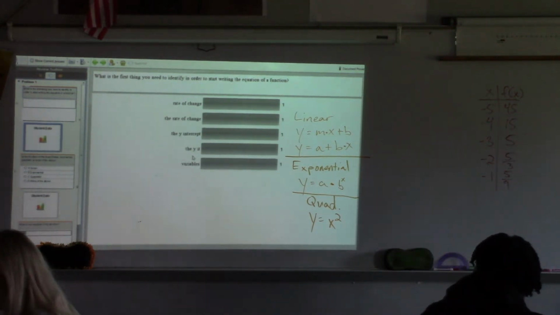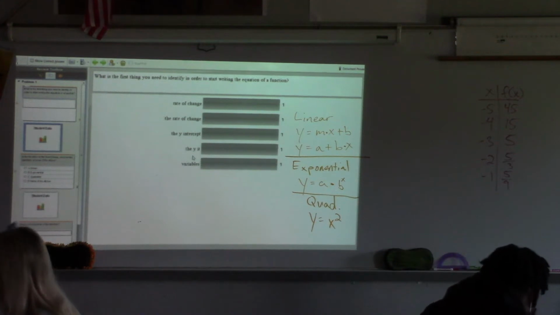And I will say this, if you ever get into calculus, you'll actually find out a little bit more about why it's at that second difference and that third difference.